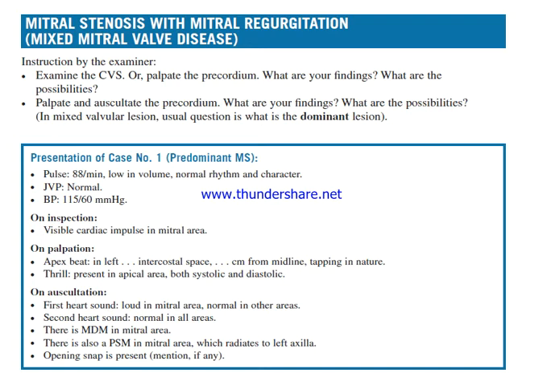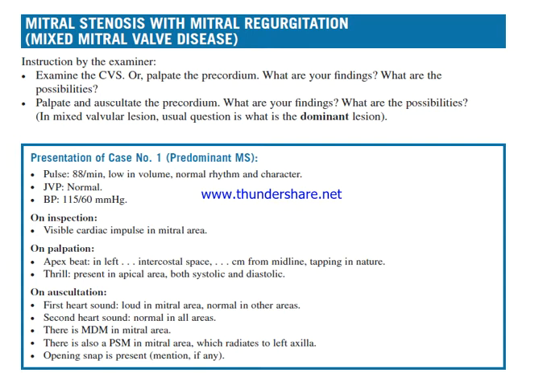In mixed valvular lesion, the usual question is, what is the dominant lesion? Now presentation of case number 1, predominant mitral stenosis. Pulse is 88 beats per minute, low in volume, normal rhythm and character, JVP normal, BP 115/60 mm mercury. On inspection, visible cardiac impulse in mitral area.